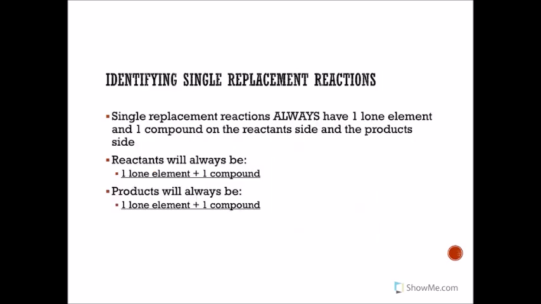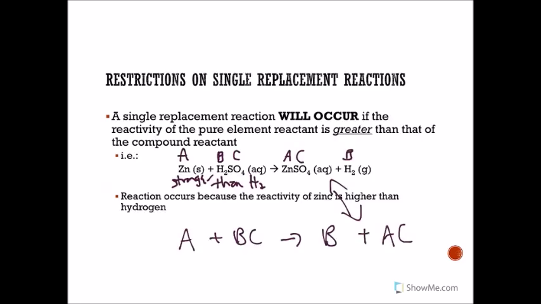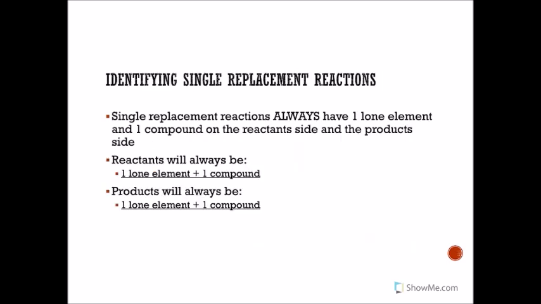Identifying single replacement reactions. Single replacement reactions will always have one lone element and one compound on the reactant side and the product side. So our reactants will always be one lone element and one compound. Products will always be one lone element and one compound. Right? If we look back at this, we have one lone element, it's by itself, and then a compound. There's two things together on both our reactant and our product side.